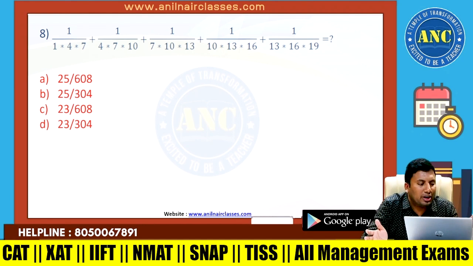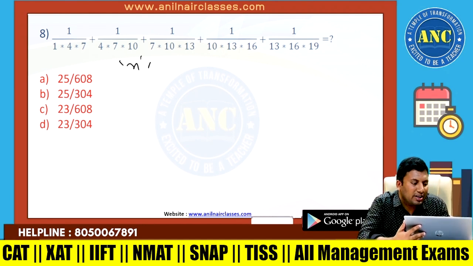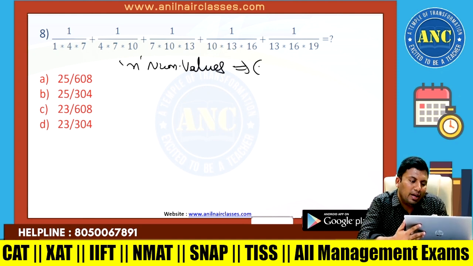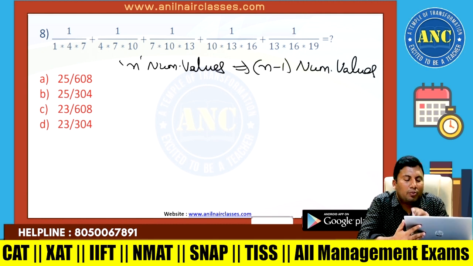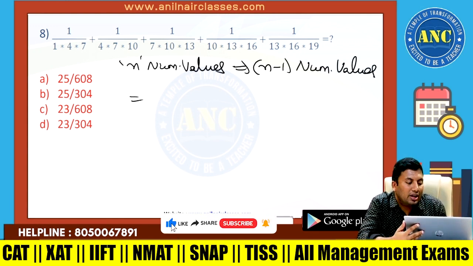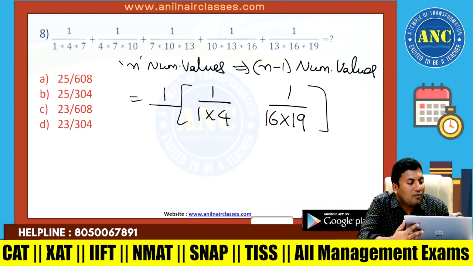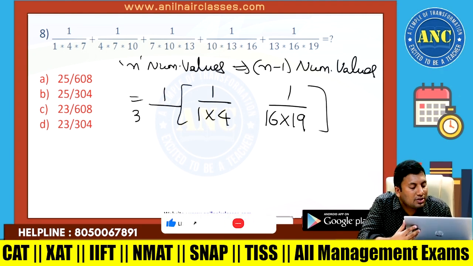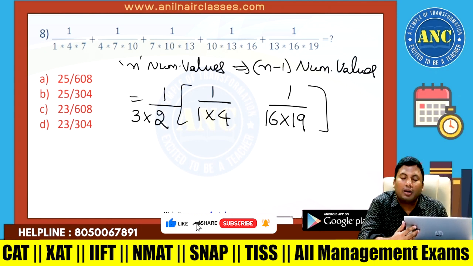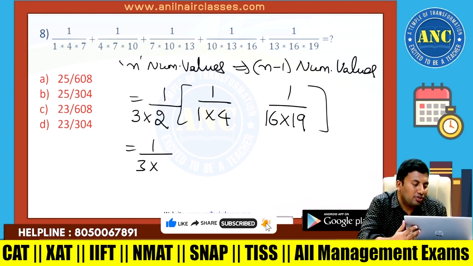1 by 1 into 4 into 7, 1 by 4 into 7 into 10 and so on. What is the concept that we discussed? N numerical values should be condensed to n minus 1 numerical values. 3 numerical values are there. Write the first 2 numerical values and the last 2 numerical values. What is the common difference between consecutive terms? 3. 3 numerical values will become 2. So 1 by 3 into 2.